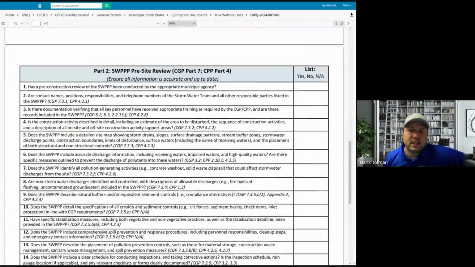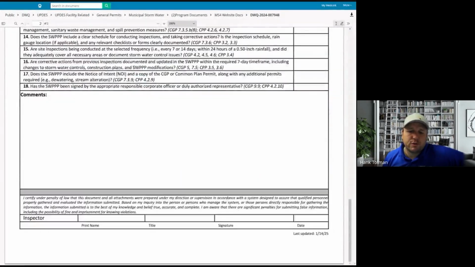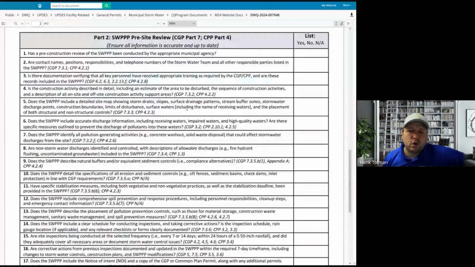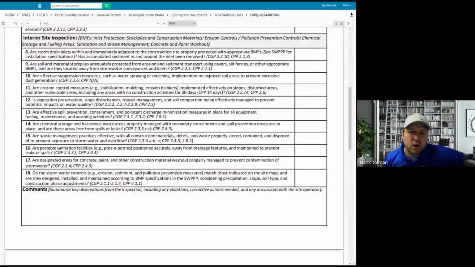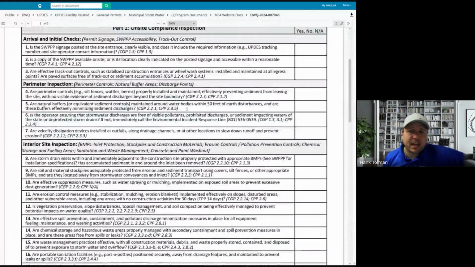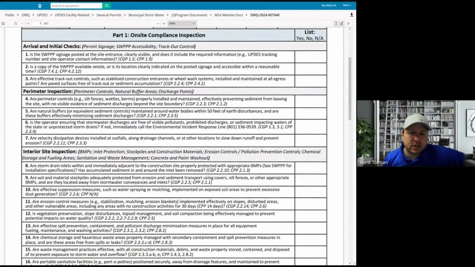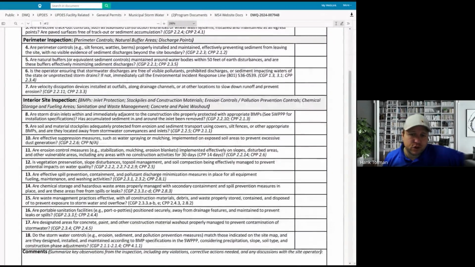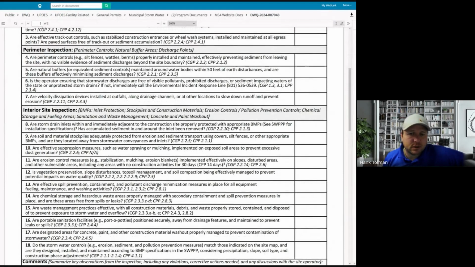All right, next up is the SWP review. We're not going to go over the SWP review today. They have a different form for SWP review that we'll go over probably next week. But that is the actual on-site inspection that the MS4s are doing. Any questions about what we've gone over today?